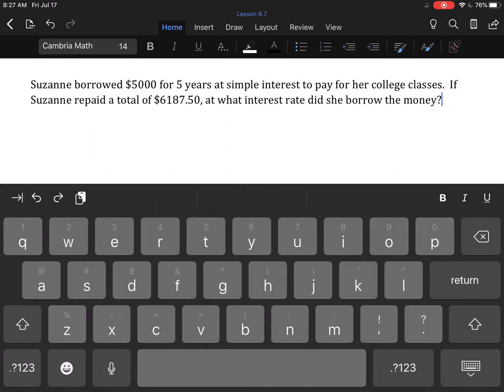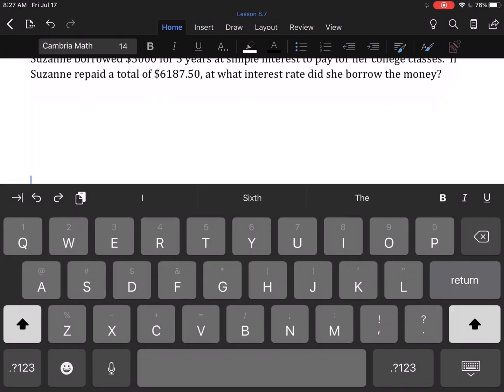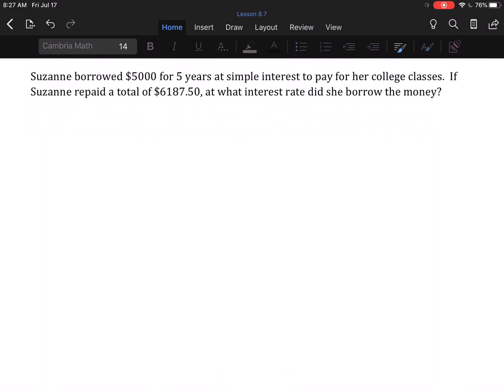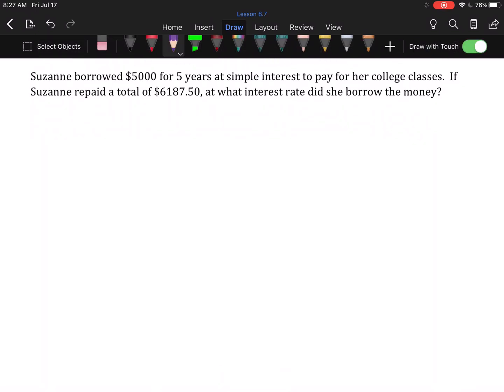And last, and let me do this real fast. That should keep it from jumping around on me. Suzanne borrowed $5,000 for 5 years at simple interest to pay for her college classes. If she repaid a total of $6,187.50, at what interest rate did she borrow the money? So we're searching for rate.